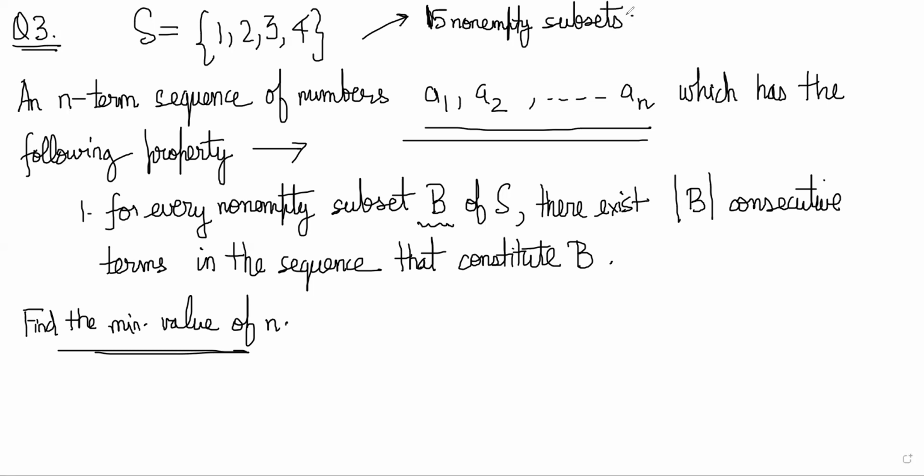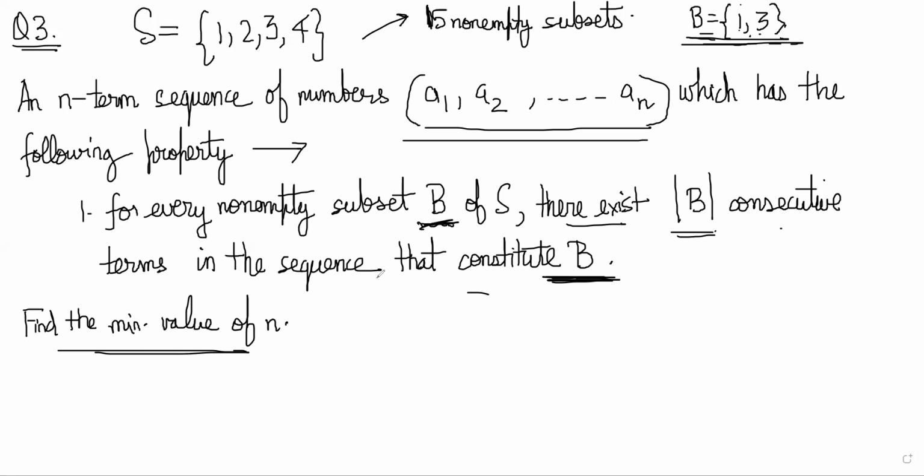For every non-empty subset, let's take a subset B, let's say {1, 3}. So there will be two terms. This is my non-empty subset B, and the mod of that non-empty subset is 2, because there are two elements in the subset. So there exist two consecutive terms in the sequence that constitute B. What does that mean? That means this sequence should have two consecutive terms, 1 and 3 or 3 and 1, and that should make up the full set B. The subset B should be there.